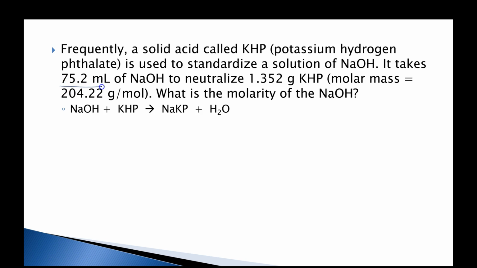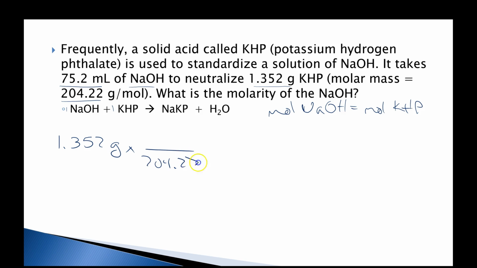And it says it takes 75.2 milliliters of the NaOH to react with the KHP. Now, the balanced equation is 1 to 1. And they tell you the molar mass of the KHP. So at the equivalence point, or neutralization point, the moles of NaOH equal the moles of KHP because it's 1 to 1. So I'm going to start with 1.352 grams, 204.22 grams, 1 mole. Takes 1 KHP to react with 1 NaOH.